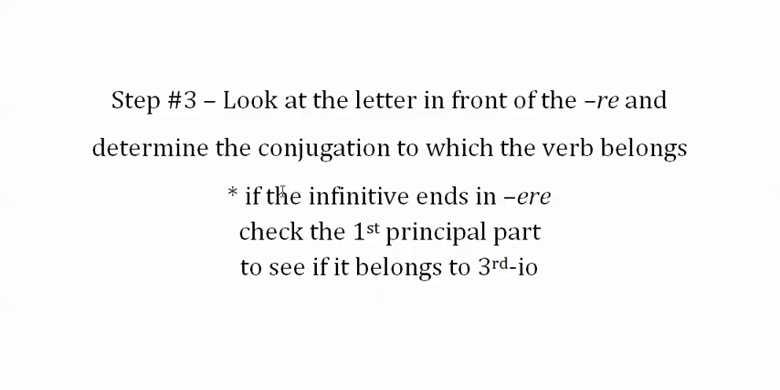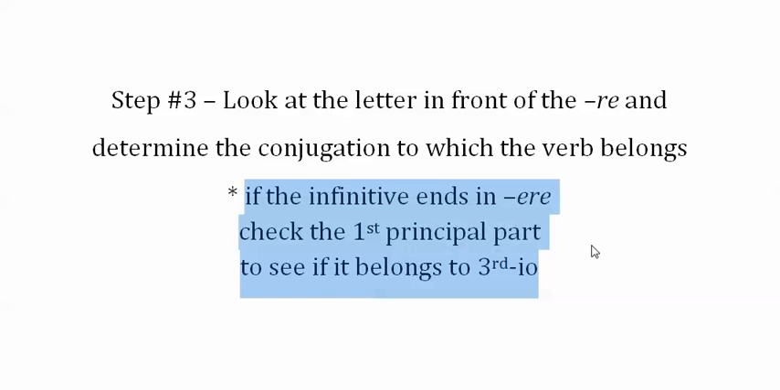However, you'll notice this special note here. If the infinitive ends in short E-R-E, we should also check the first principal part, the first word of the dictionary definition, to see if it's just a normal third conjugation verb, or if it belongs to a special group that we need to treat differently called third I-O. Third I-O, true to its name, will have an I in front of the O on that first principal part. But you can see here, we just have the stem pet, P-E-T, and then the letter O, no I in front of the O. So this isn't a third I-O verb. It's a normal third conjugation verb.